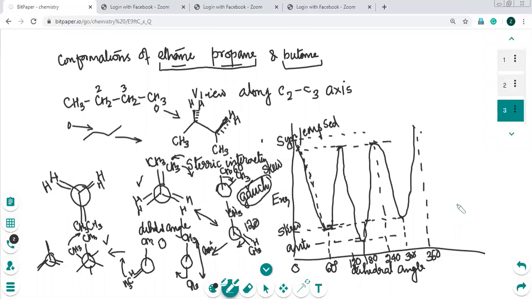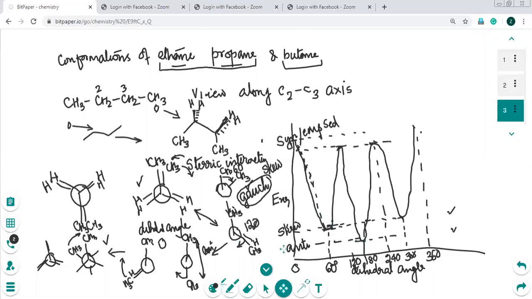So these two are stable forms of butane, and butane mostly exists in these forms, either in the skew form or in the anti form. Very rarely, a very small percentage will be in the eclipsed conformation. So this is the conformation analysis of butane.